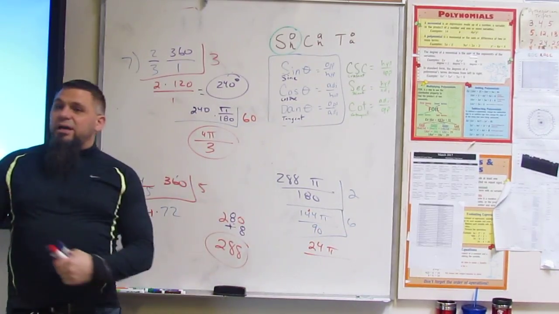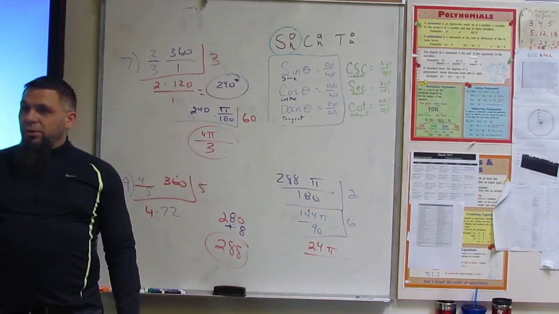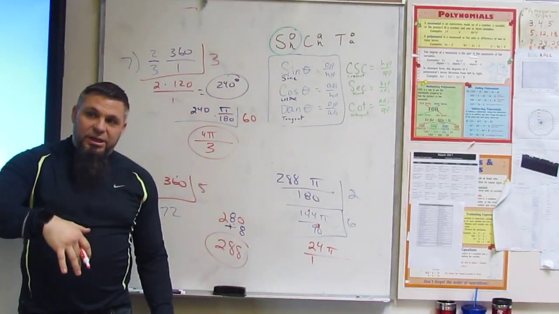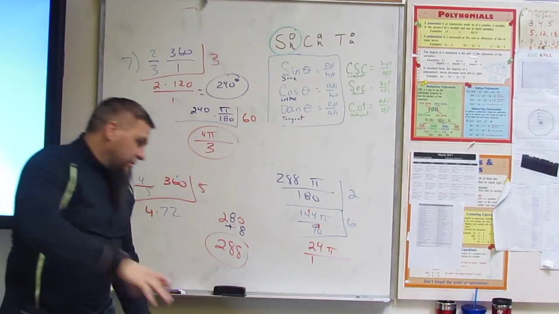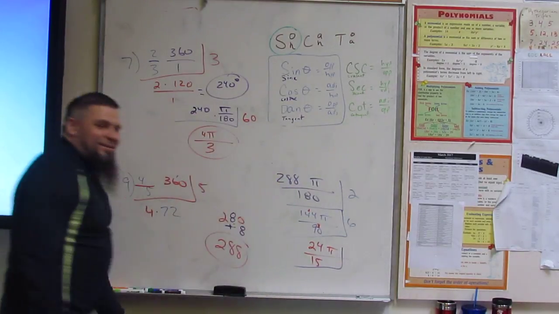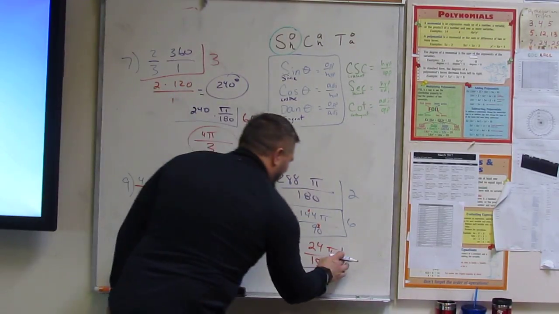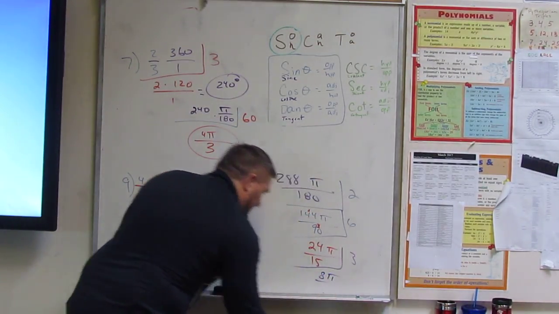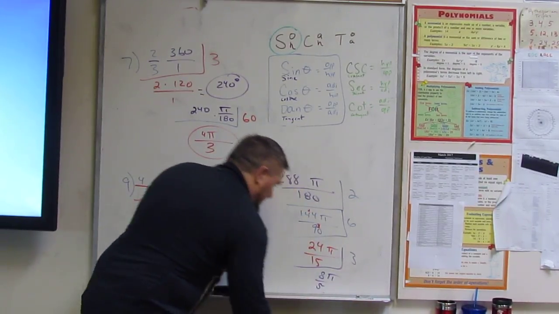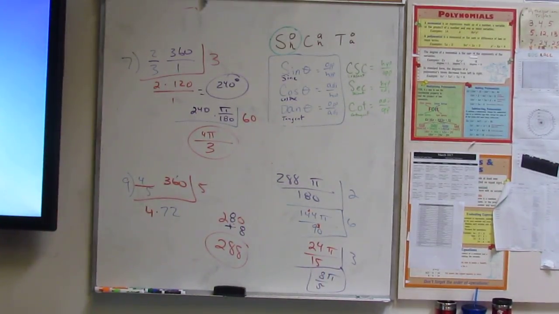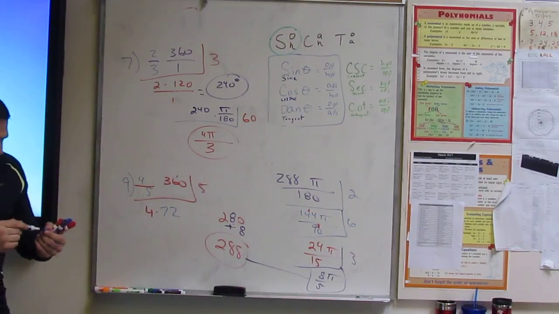6 goes into 9 how many times? 1 with 3 left over. And then 6 goes into 30 how many times? 5. So that's 15. Does anything go into 24 and 15? 3. So how many times does 3 go into 24? 8. And how many times does 3 go into 15? 5. Now does anything go into 8 and 5? No. We're done. So we have 8 pi over 5.